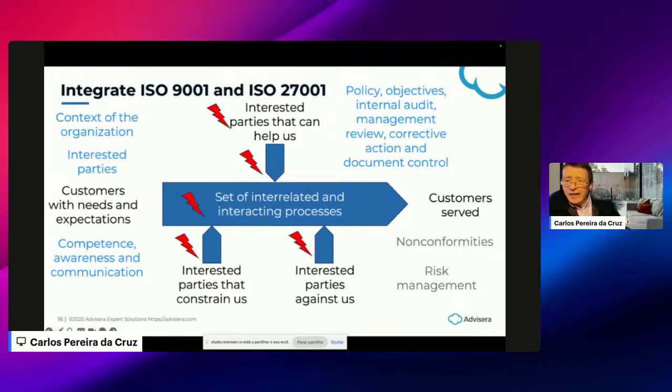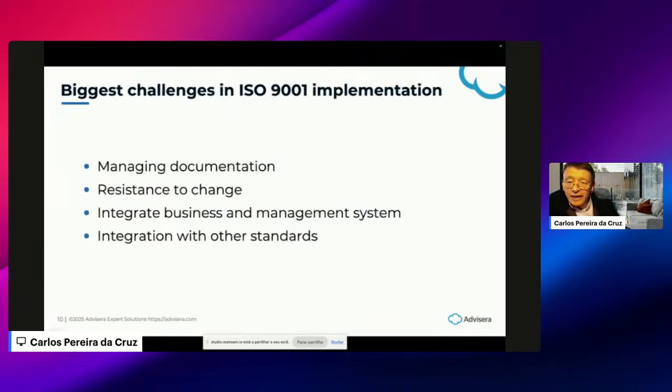So Barry asks, from your experience, which steps would you say is the most difficult to get right? And what are the main challenges encountered? Okay, so remember that topic. One of the main challenges was this one: integrate business and management systems.